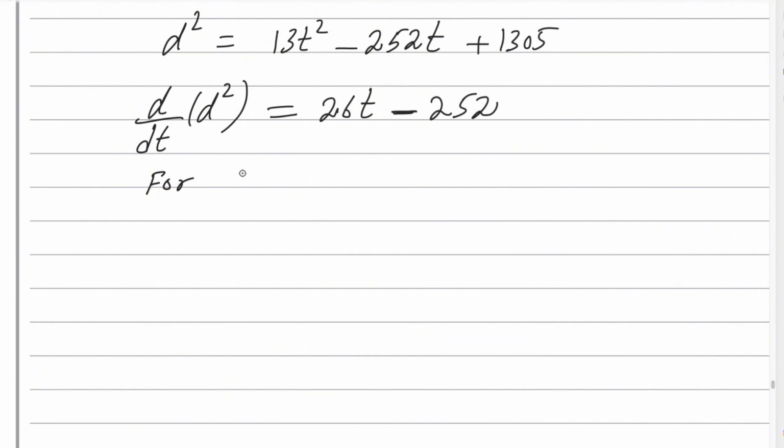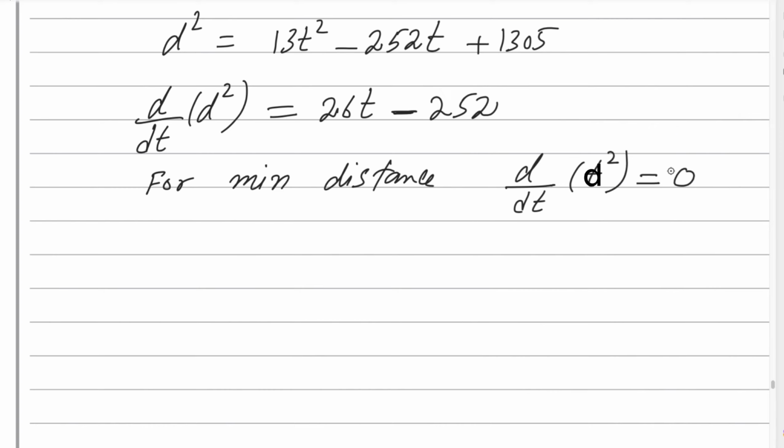For minimum distance between S and R, we should put this derivative equal to 0. As you know that for minimum or maximum, we always put the derivative equal to 0. So this thing will be 0. We get the next equation as 26t minus 252 equals 0. This 252 goes there and 26 will divide to the other side. So t will be equal to 252 divided by 26.